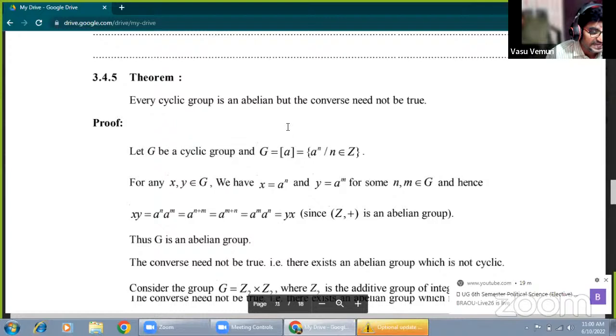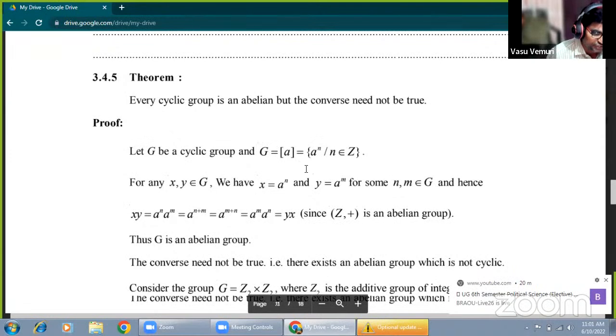Capital G equal to generated by a means the set of a, or bracket of a, or square bracket of a, whatever it is, or in angle brackets, represented as an element small a. So there are so many representations, so many notations of a cyclic group. Capital G equal to is read as generated by a.